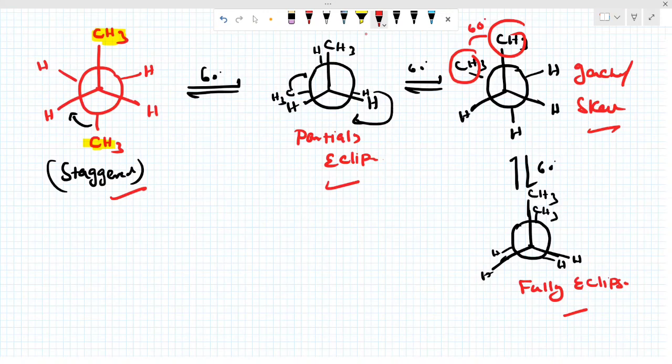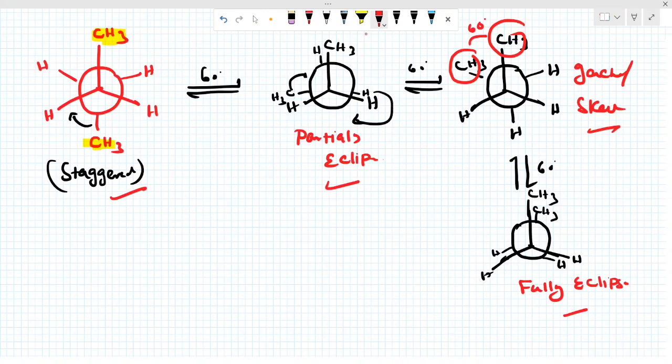Actually the answer is infinite, because staggered and eclipsed forms convert into each other at room temperature. They will exist, they will change. They undergo carbon-carbon rotation and continuously change. If the option "infinite" is given, that is the answer. Suppose infinite is not given.